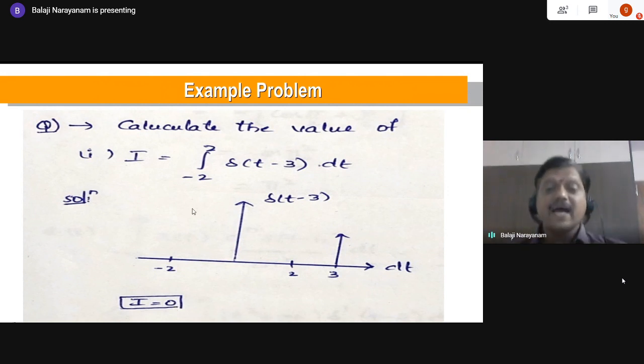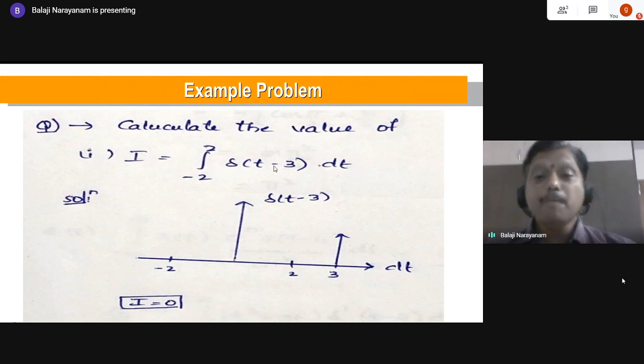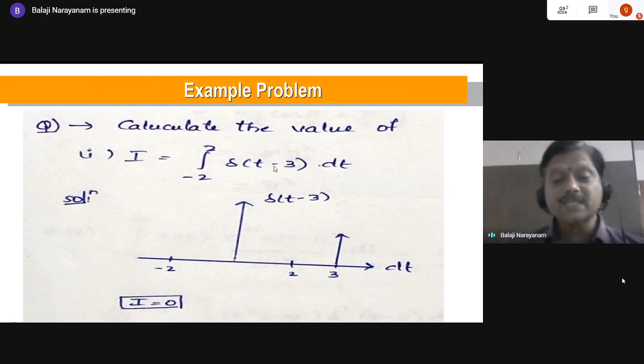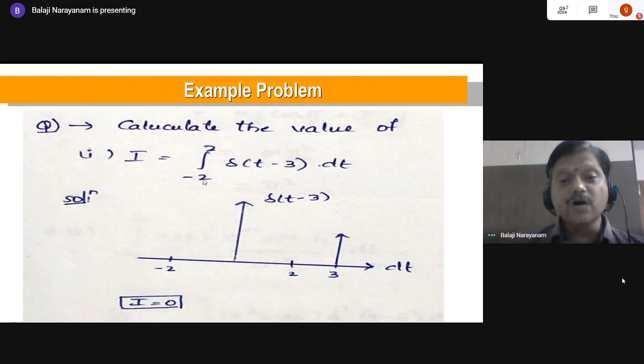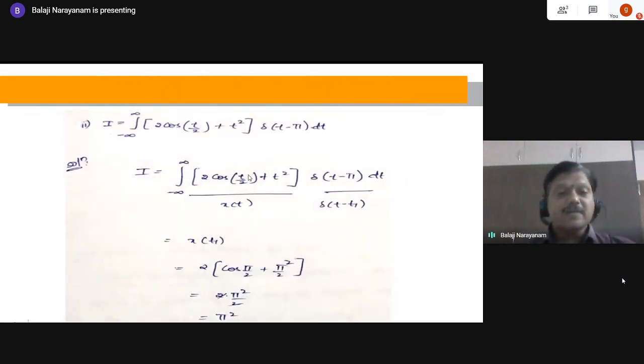That is the reason why I am saying, when you are solving such impulse function problems, try to observe the lower and upper limits of your integral, and whether the impulse is inside this time interval or outside the time interval. You need to observe thoroughly, then you will not make any mistake.